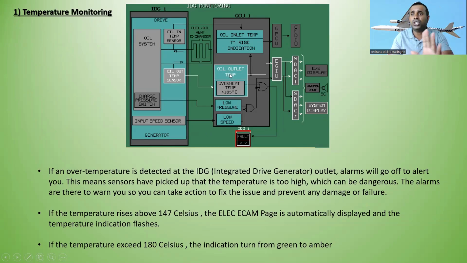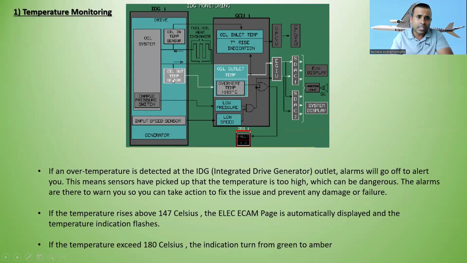The first one, temperature monitoring. If an over temperature is detected at the IDG outlet, alarms will go off to alert you. It means if the IDG outlet temperature sensor detects an over temperature, the alarm will go off. This means the sensors have picked up that the temperature is too high, which can be dangerous. The alarms are there to warn you so you can take action to fix the issue and prevent any damage or failure.